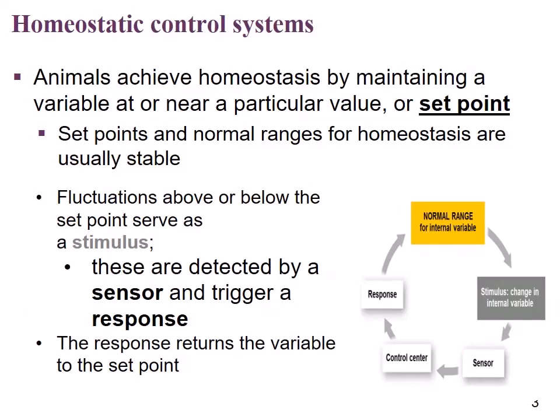There are different homeostatic control systems, and in a homeostatic control system, we have a set point, which is a particular value that's the normal range. The set point is usually relatively stable, and fluctuations above or below that set point serve as a stimulus, and that stimulus is detected by a sensor, and it leads to a response, and that response returns the variable back to the set point. Just like the room temperature example, if it gets too hot, the air conditioner flips on, and the room gets cooler, and then the air conditioner turns off.